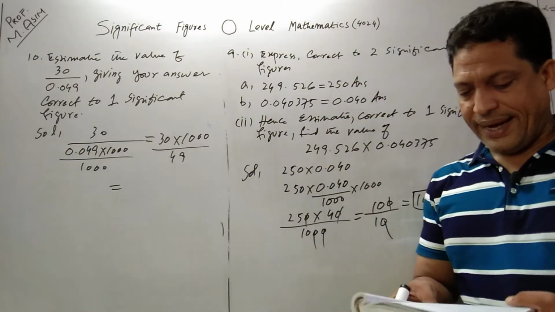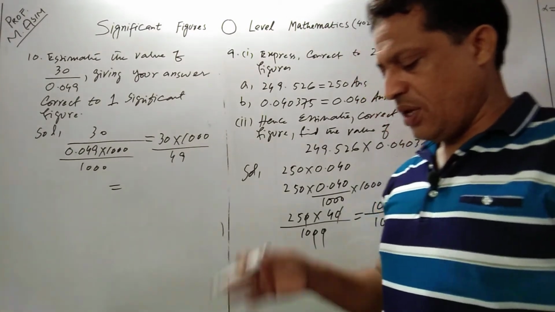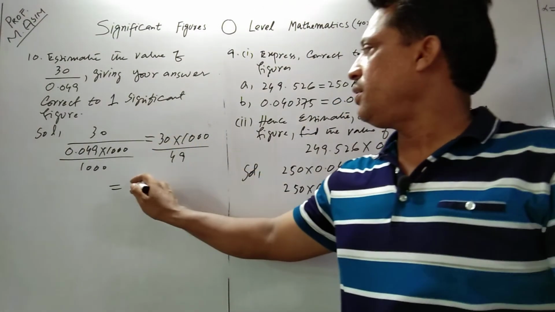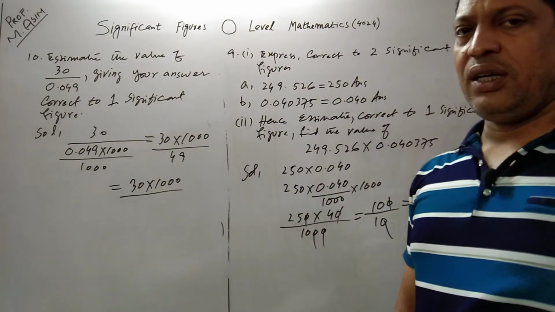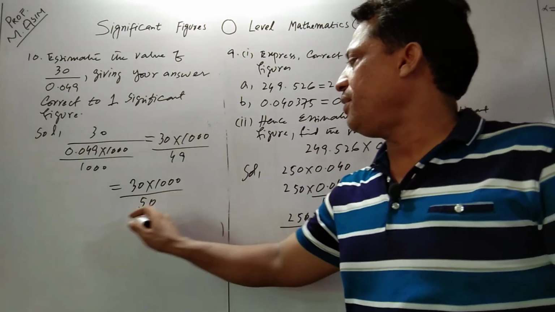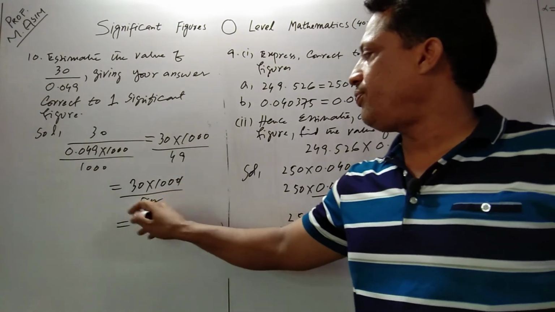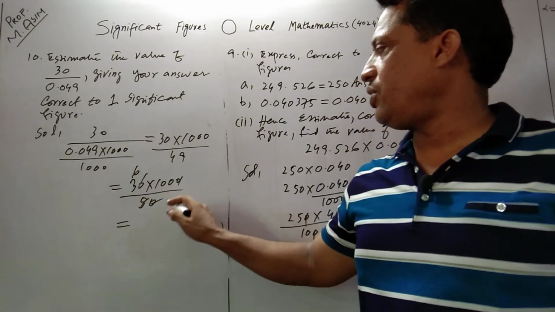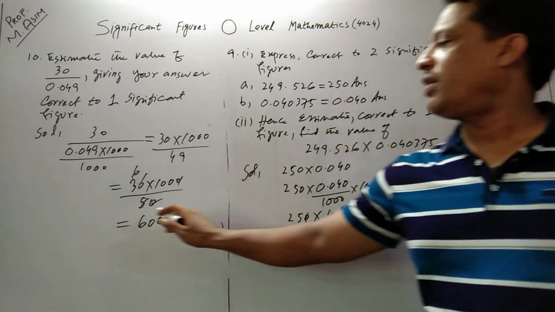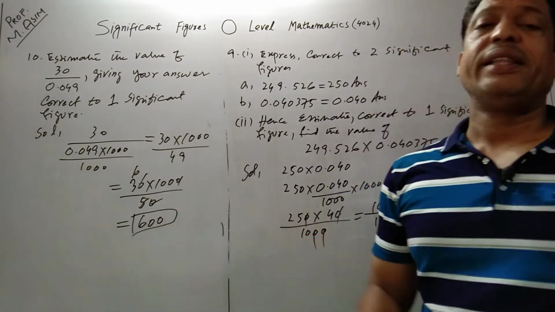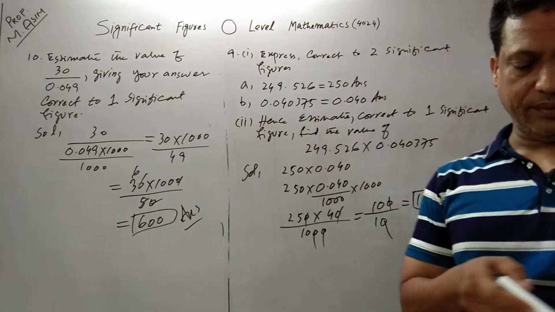Now next answer is, this is 30, this is 10,000, this is 1000, and 49 can be written 50 because we are doing estimation. So 0 cancel to 0, 5 6 are 30, 6 into 100 is 600. So 600 is our final answer, and in 600 there is only one significant figure. I hope you understand.